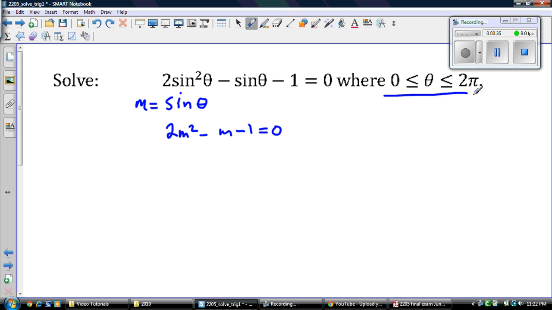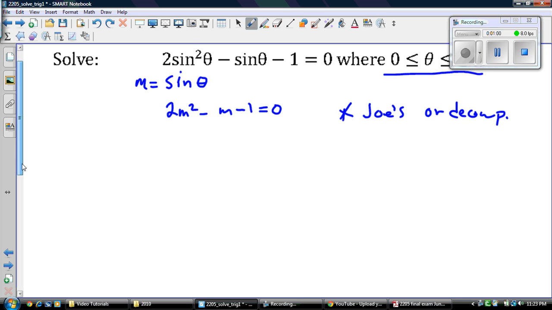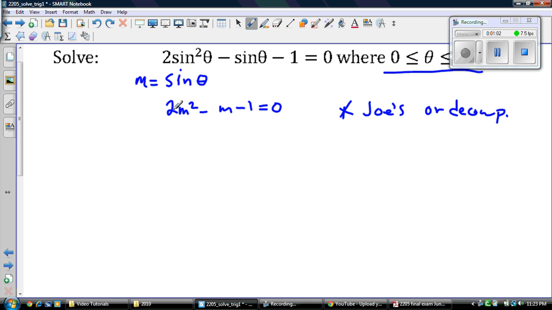And recognize again, your answer should be in terms of radians. So if we do it in degrees, we make sure our final answer is in radians. All right, so we solve this thing using either Joe's or decomposition. Again, whatever your preference is, doesn't matter. I'm going to use Joe's because I think it might be the most popular method.